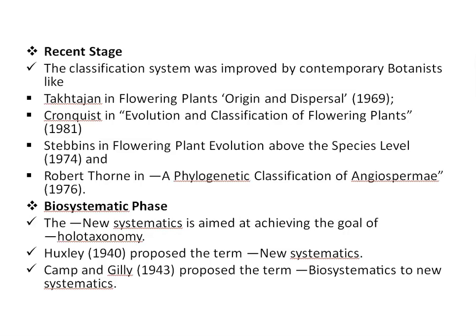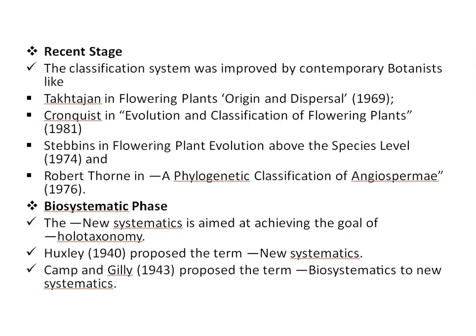Next is the recent stage. The system was improved by contemporary botanists like Takhtajan in Flowering Plants: Origin and Dispersal in 1969, then Cronquist in The Evolution and Classification of Flowering Plants in 1981, then Stebbins in Flowering Plant Evolution Above the Species Level in 1974, and Robert Thorne in A Phylogenetic Classification of Angiosperms in 1976. Here the classification was based on distribution, ecology, anatomy, phylogeny, palynology, cytology, and biochemistry, apart from only morphology. Techniques of herbarium preparation and presentation were developed and established in this stage.